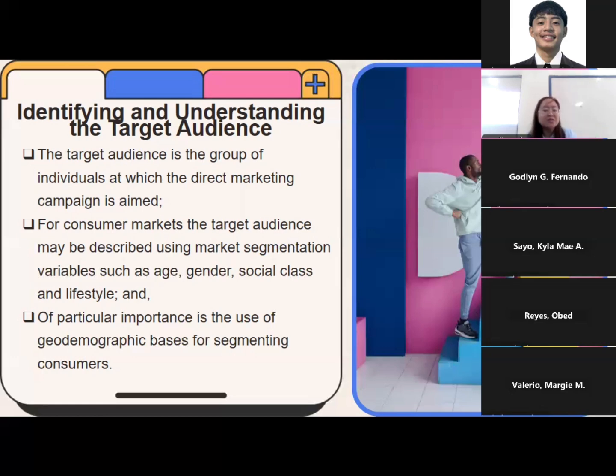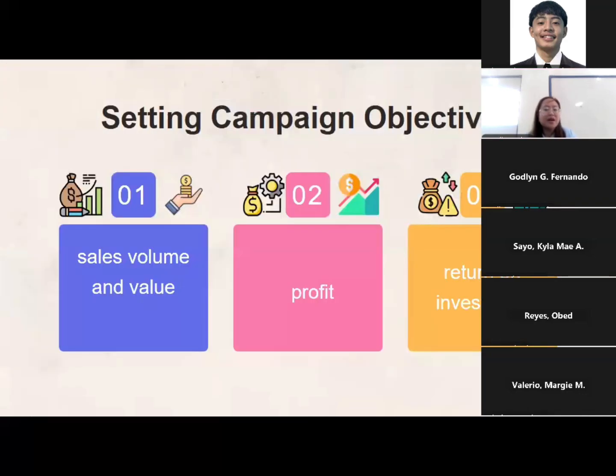So let's proceed to setting campaign objectives. When we speak of setting campaign objectives, it means that you are deciding what you want to achieve with your marketing campaign. Objectives can vary depending on what you aim to accomplish. For example, you might focus on financial goals, such as wanting to increase your sales, boost your profit, or get a good return on your investment.